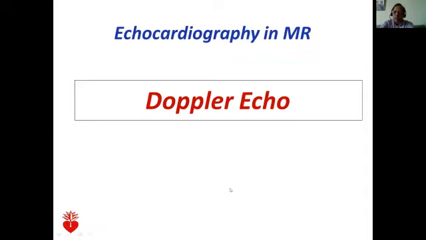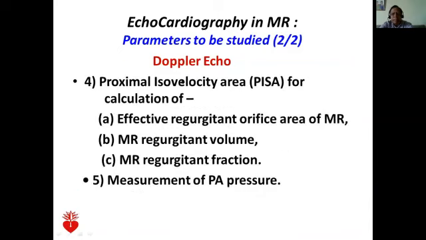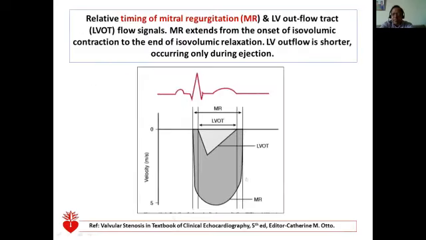So, Doppler echo. Now we'll see what parameters you can estimate or evaluate by Doppler echo. One is the MR jet area and its nature. Measurement of the vena contracta width. Volumetric method for calculation of the mitral regurgitation volume. We can estimate the proximal isovelocity surface area, and we can measure the PA pressure. And this is the schematic or diagrammatic representation.